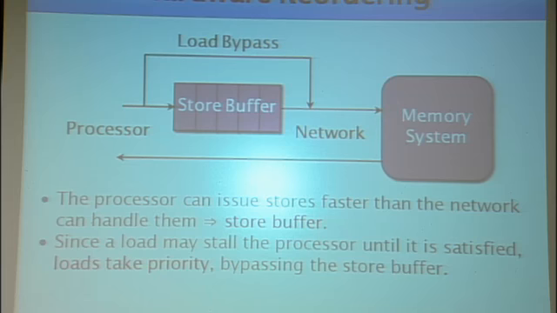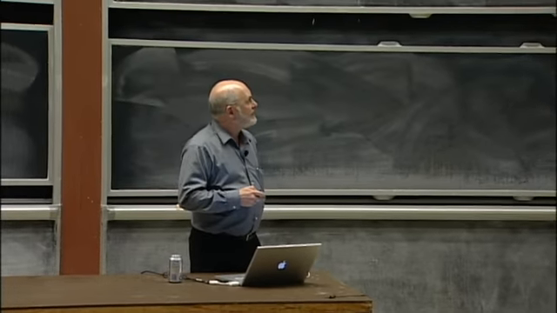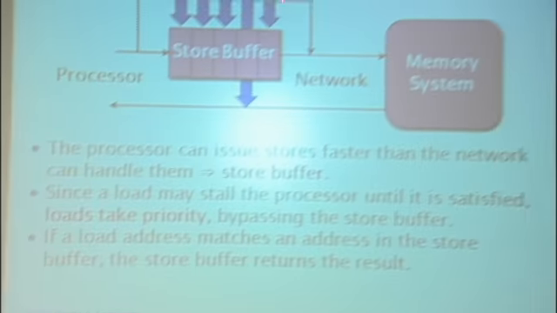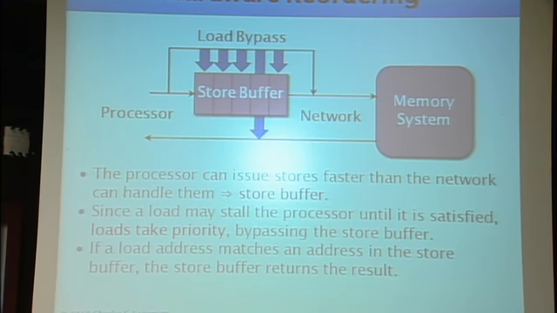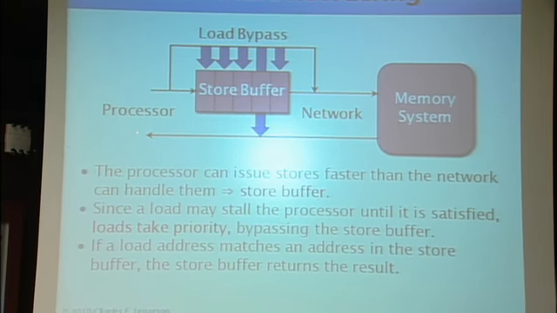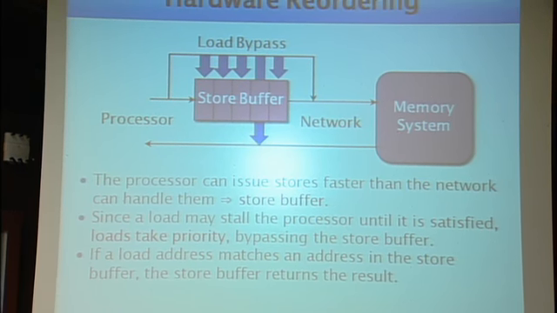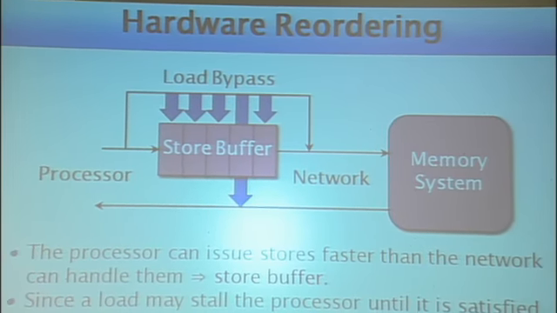But as we said, we don't want to do that if the last thing that I stored was to the same address. So in fact, there is content addressable memory here, which matches the address that is being loaded with everything in the store buffer. And if it does match, it gets satisfied immediately by the store buffer. And it only makes it out to the network if it's not in the store buffer.